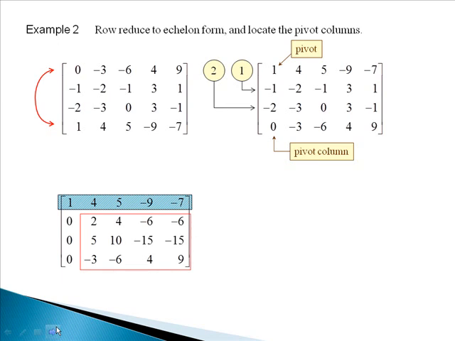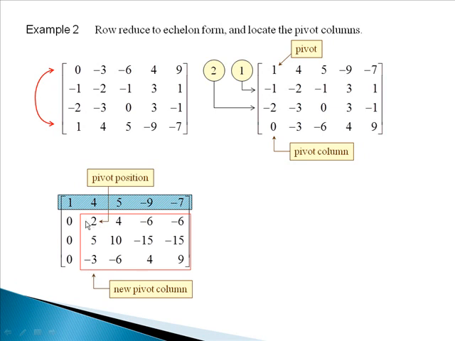So now I'm done with the first row, and I'm looking at a new matrix, a submatrix if you will. And I have a new pivot position and a new pivot column, so column 2. So my 2 is now my pivot position, and I can leave it as a 2. And what I want to do is change the 5 and the negative 3 into zeros.